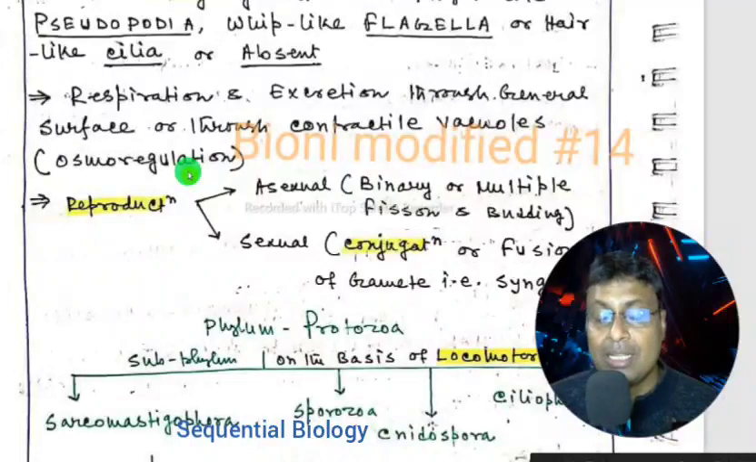Since they are usually present in an aquatic environment, they always face the problem of osmotic pressure. To maintain their osmotic regulation, the contractile vacuole plays an important role. So this contractile vacuole is needed for their osmoregulation. This is also a very important point.